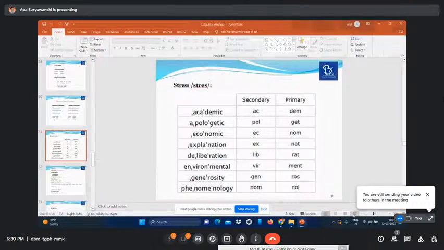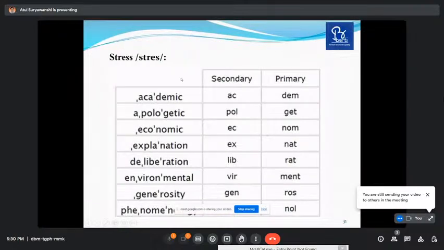So let's continue this presentation. Stress is nothing but the prominence given to a certain syllable. There are two types of stress: primary stress and secondary stress. See the word academic. Here, primary stress is given on 'dem', as it is shown. And secondary stress means less prominence is given to 'a-ka'. So we should try to understand this. There are two types of stress, as I told you: primary stress and secondary stress.